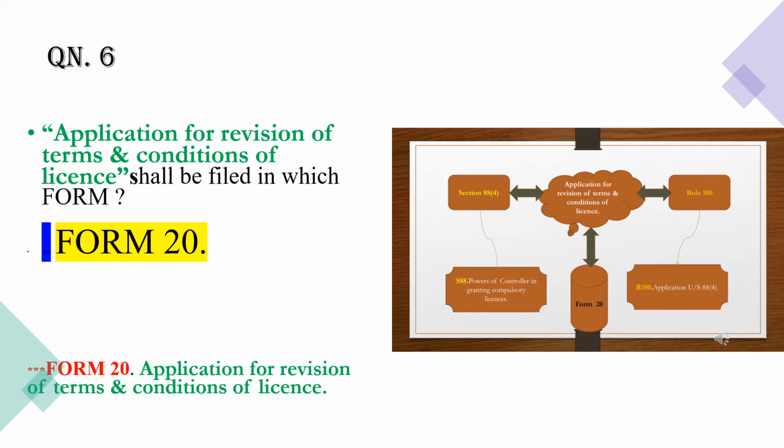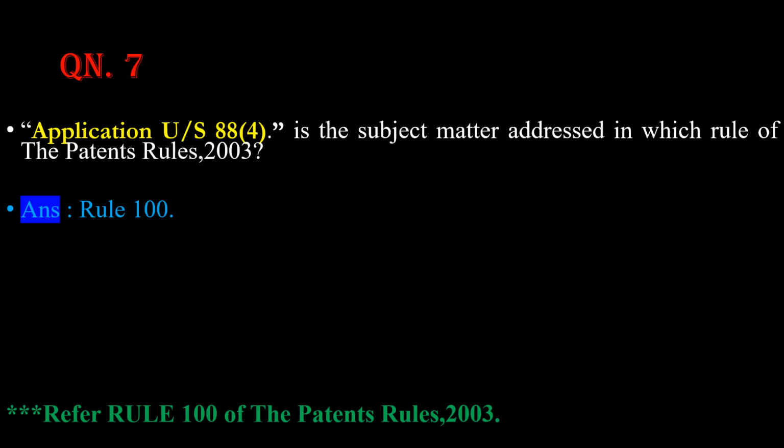Question number 6. Application for revision of terms and conditions of license shall be filed in which form? The answer is form 20. The title for form 20 is application for revision of terms and conditions of license. Also I have given here the old picture. You can just take a look here. Question number 7. Application under section 88 subsection 4 is the subject matter addressed in which rule of the Patents Rules 2003? The answer is Rule 100. So please refer Rule 100 of the Patents Rules 2003.